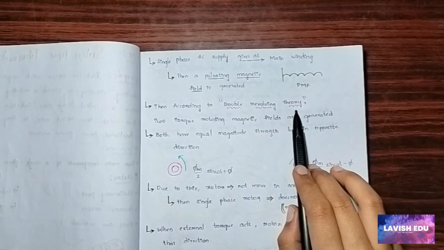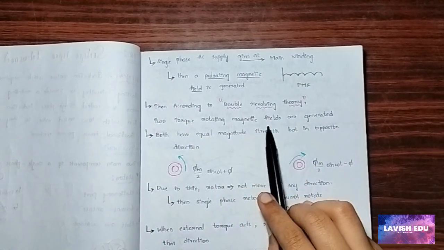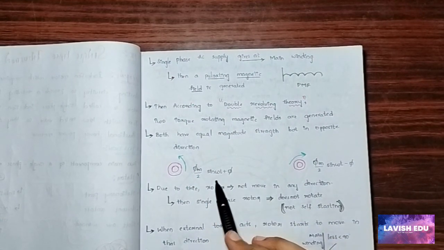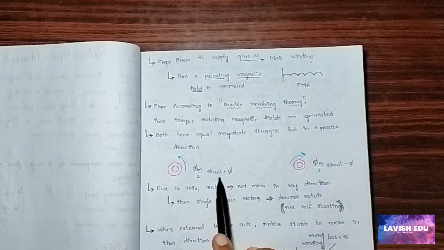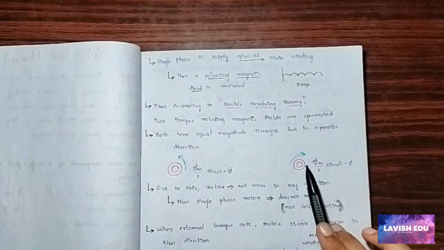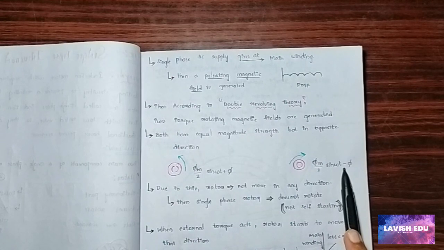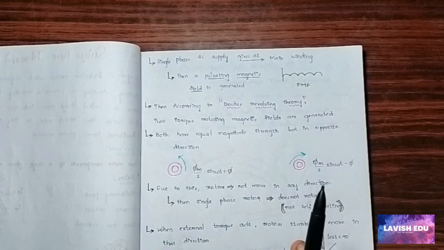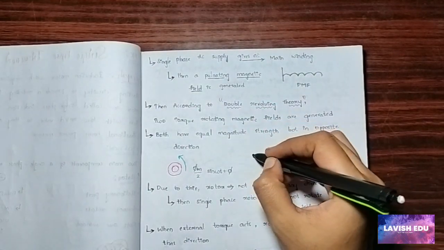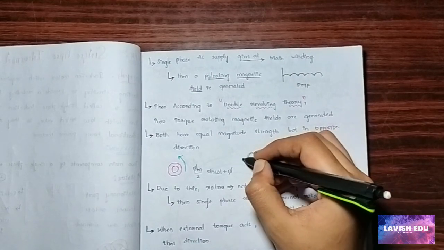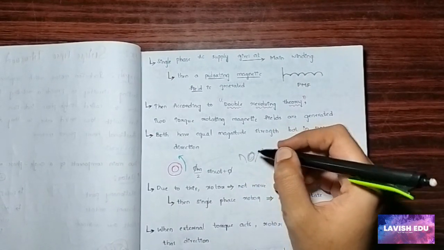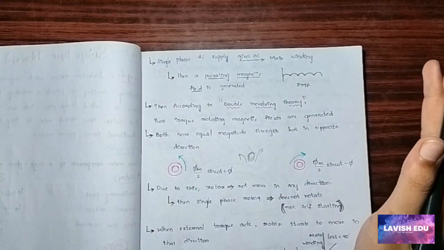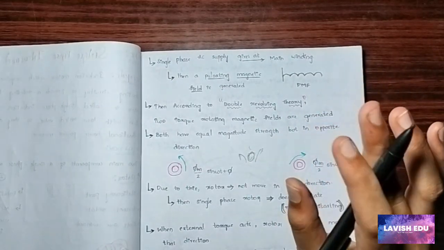Then, according to the double revolving field theory, two rotating magnetic fields are generated which move in opposite directions. We know that the formula of the rotating field is phi m by 2 sine omega t plus beta, and as it is in the opposite direction, the sign changes to minus. Due to this, the rotor does not move in any direction. If we place an object in the middle and push it in this direction and this direction equally, it won't know which direction to move, so it stands still.